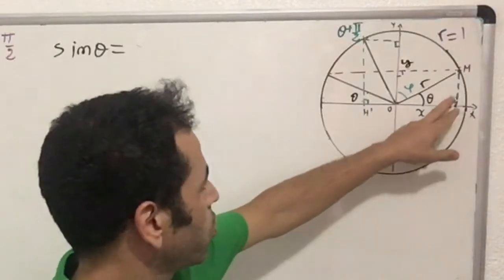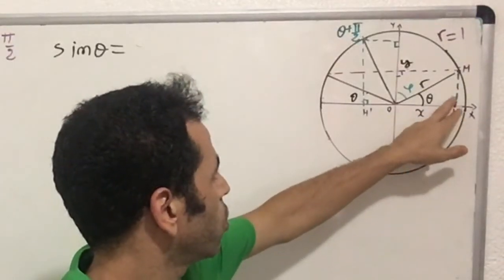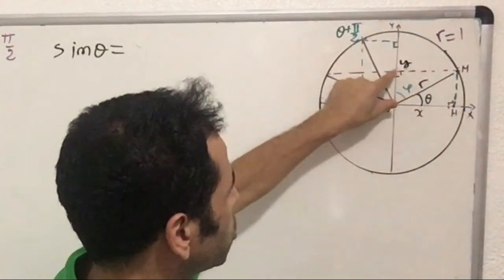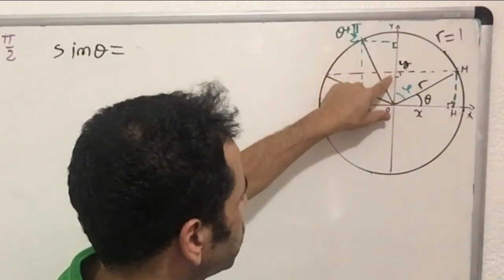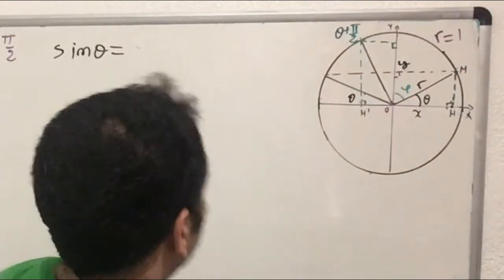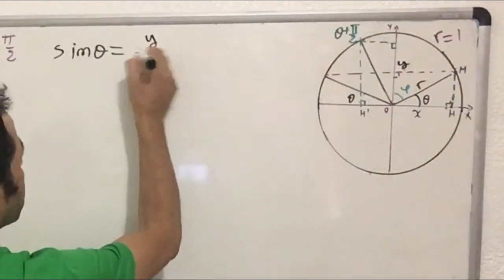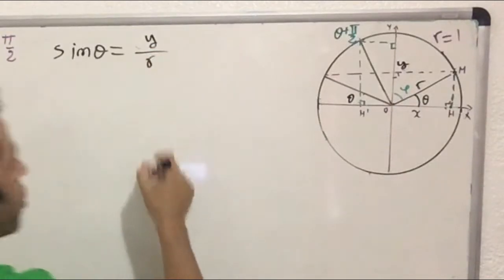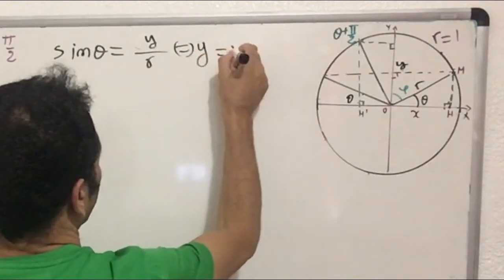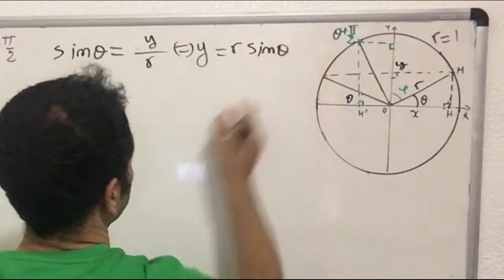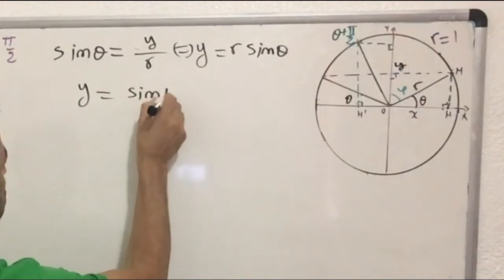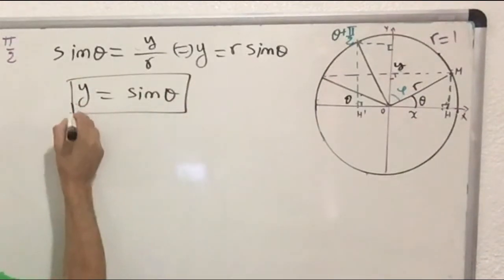As you know, in the right triangle MHO, we have sine theta is MH, which is y, by extension on the vertical axis, okay? Y over r, which is opposite over hypotenuse. Opposite equals y over r. Since r equals 1 because of the circle, that means y equals r multiplied by sine theta. So y equals sine theta. Now we have the first equation.